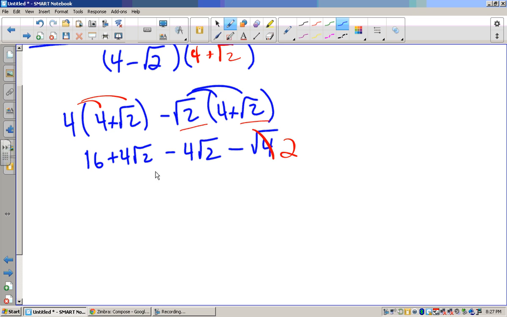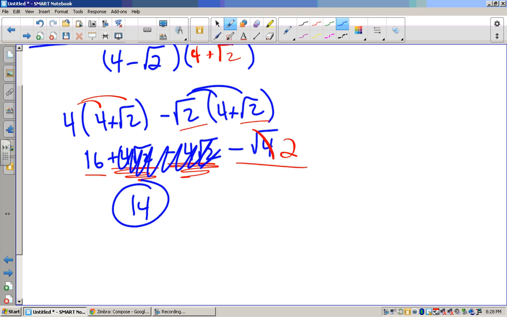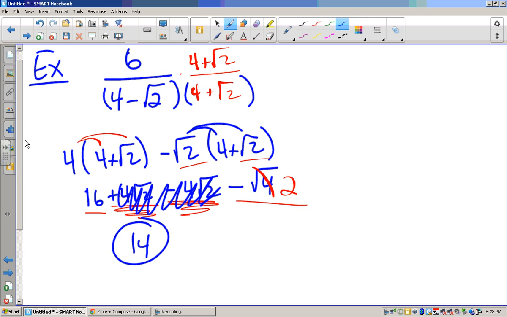Okay, so let's go through and look for like terms. I have a constant and another constant. I have 16 minus 2. That's 14. But look what happens here. I have a plus 4 square roots of 2 and a minus 4 square roots of 2. Well, holy cow, look what happens. Plus, minus, they cancel out. They're gone, and 14 is my answer. No more radical. That's what I wanted.